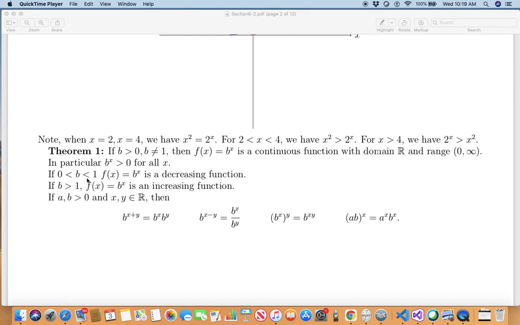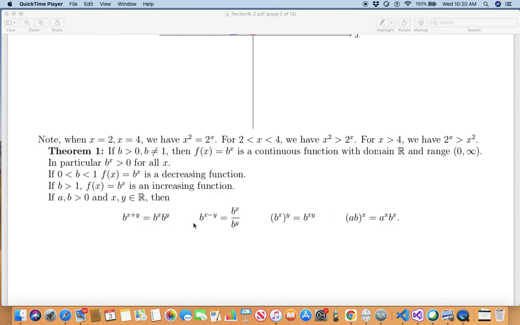Now if b is between 0 and 1, then the exponential is a decreasing function. If b is greater than 1, the exponential is an increasing function. For any two positive bases, a and b, and any real numbers x and y, you have these power rules. b power x plus y is b power x times b power y. b power x minus y is b power x over b power y. b power x, the whole power y, is b power xy. Now if you have product of two bases, (ab) power x, that is a power x times b power x. Alright.